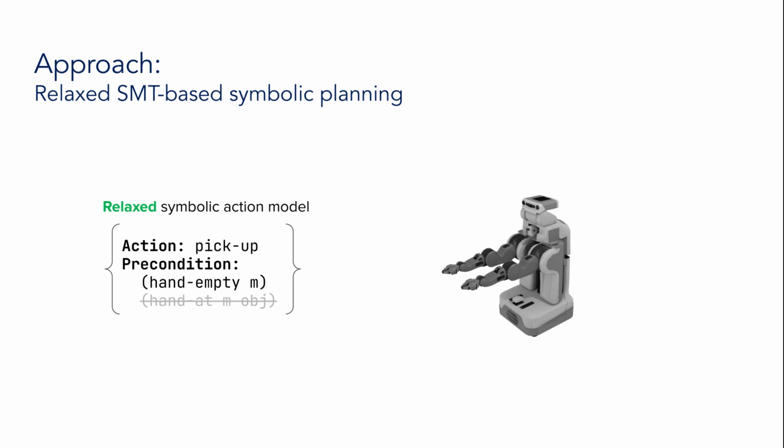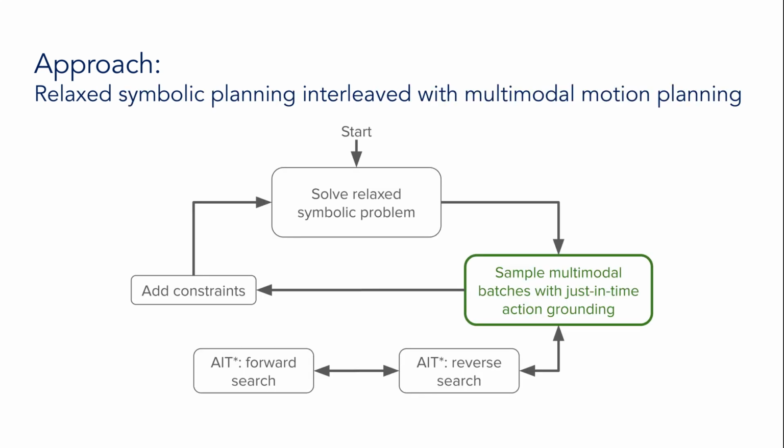TMIT-Star then solves this relaxed problem with a novel satisfaction modulo theories, or SMT, based planner that enforces symbolic constraints as needed and incrementally finds make-span optimal, meaning as short as possible, symbolic plans. Once TMIT-Star has found a candidate symbolic plan, it attempts to find valid motions and continuous action parameters, such as grasps, to carry out the plan.